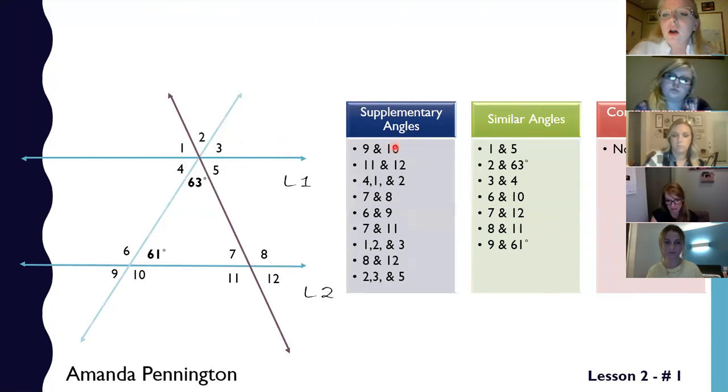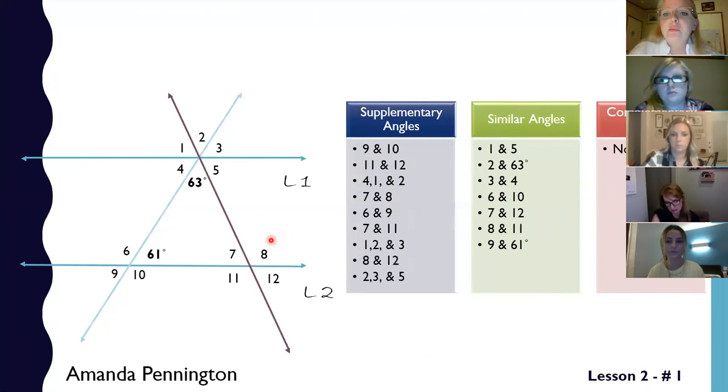Now let's move over to complementary angles. We need to know what a complementary angle is, and that is a 90-degree angle. On this graph, we cannot take one or more angles and add them together to get 90 degrees, so there are not going to be any on this one.